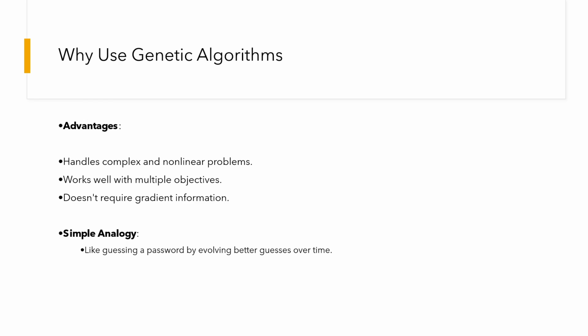So why do we use the genetic algorithm? The advantages: it handles complex and non-linear problems and works well with multiple objectives. For example, you can develop many objective functions to calculate some scores, and based on these scores you can choose the best solution for you, and it doesn't require gradient information. A simple analogy: it's like guessing a password by evolving better guesses over time.